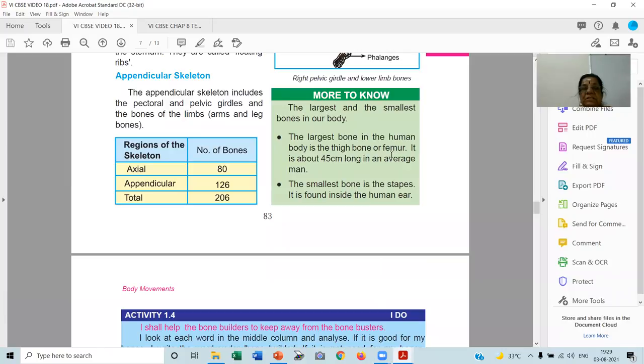The largest bone in the human body is the thigh bone or femur. It is about 45 centimeters long in an average man. Whereas the smallest bone is the stapes. It is found in the human ear. I hope you are listening.